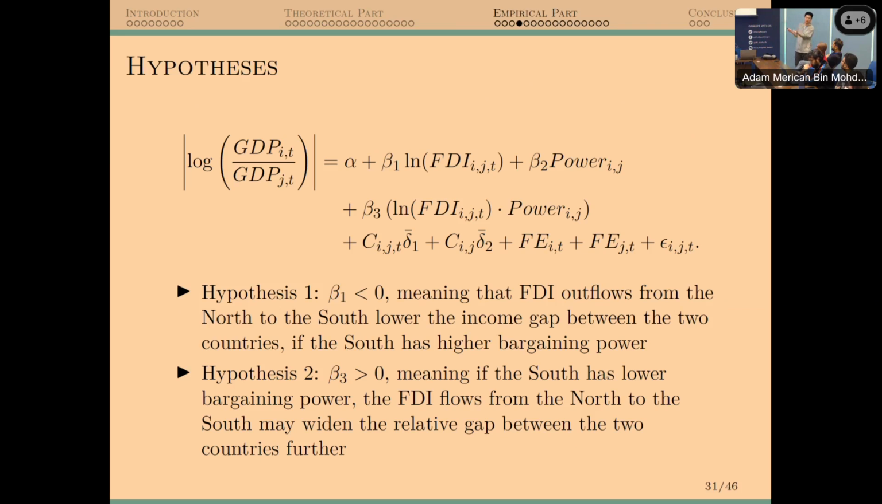That makes sense? But that is only under the situation that power equals zero, which means the North country doesn't have any bargaining power over the South country. If the North country has bargaining power over the South country, then the power dummy becomes 1. Then the FDI effect on the relative economic gap will become beta 1 plus beta 3. So we argue that if the North country has the bargaining power over the South country, then it will cause economic divergence. That's why beta 3 has to be positive. Does that make sense?